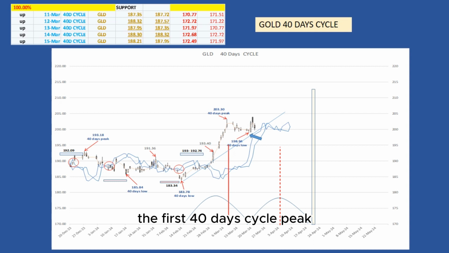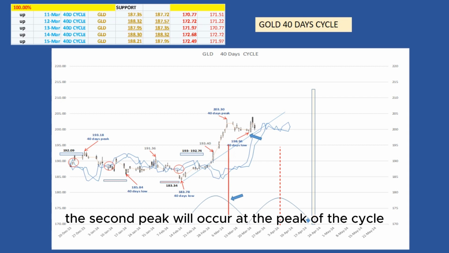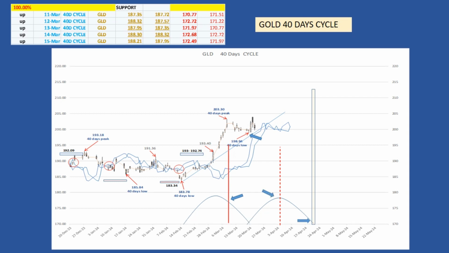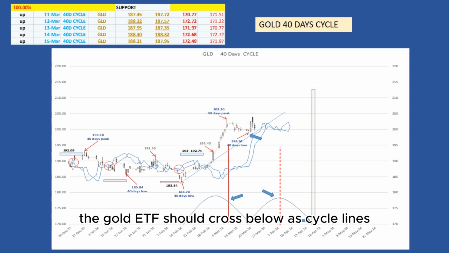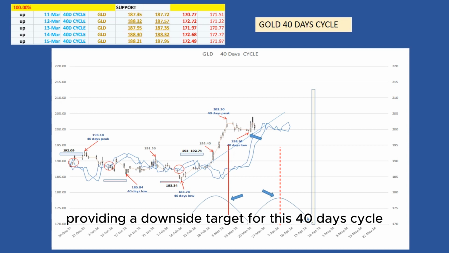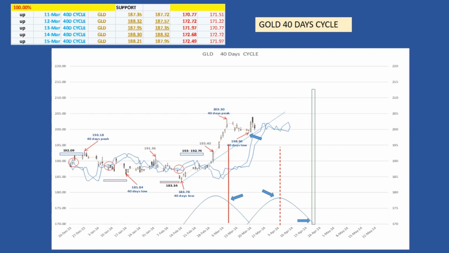The first 40 days cycle peak occurred on the right part of the cycle, the red vertical line. So we can expect the second peak will occur at the peak of the cycle or even before. At the time the gold ETF forms the second 40 days cycle low, the gold ETF should cross below his cycle lines, providing a downside target for this 40 days cycle.